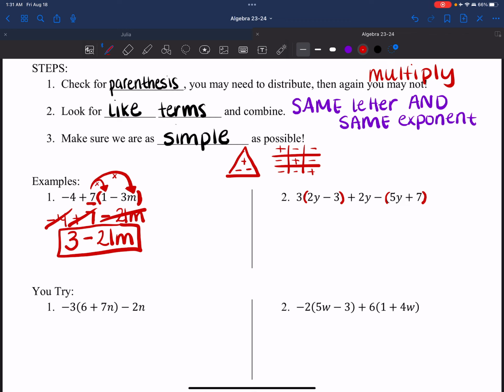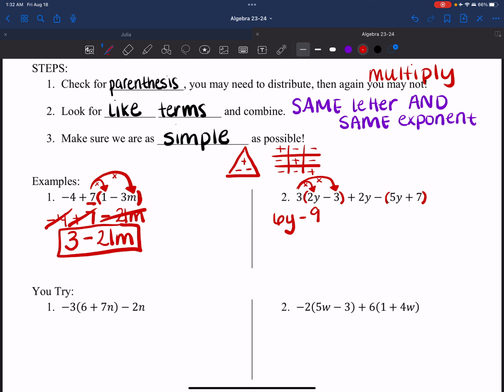First set has a factor of 3 on the outside. So I'm going to multiply that 3 to everything inside my parentheses. I've got 3 times 2y. Well, that's going to give me 6y. Then I've got 3 times negative 3. Well, that's going to give me a negative 9. Okay, keep going. Got rid of those parentheses.